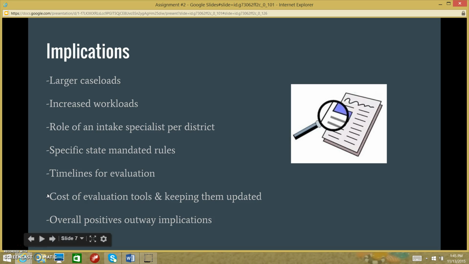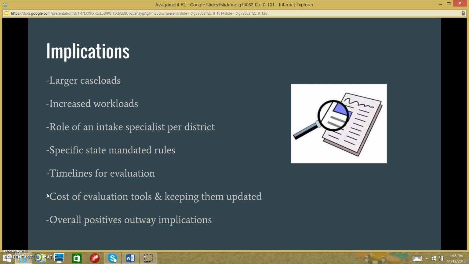State requirements for identification and evaluation have several implications on school districts. Of course, the great thing is to identify the children and evaluate them. However, this does provide larger caseloads and increased workloads for teachers. The evaluation process requires districts statewide to follow specific mandated rules regarding due process paperwork. This can have a large impact on the special education teachers as they must be aware of all the current requirements and specific documentation through each piece of evaluation.